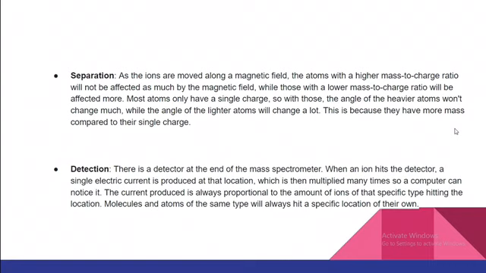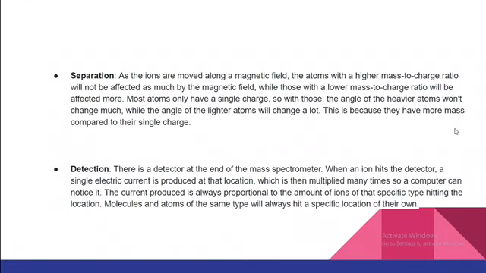The fourth step is separation. In separation, the ions are moved along an electric field and then a magnetic field. The atoms with a higher mass to charge ratio won't be affected much by the electric field and directly move to the magnetic field, while those with a lower mass to charge ratio will be affected more and have a higher angle and bend towards the electric plates. This is because they have less mass compared to their charge.